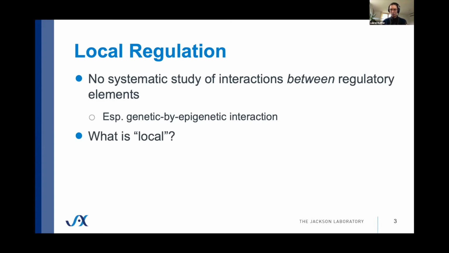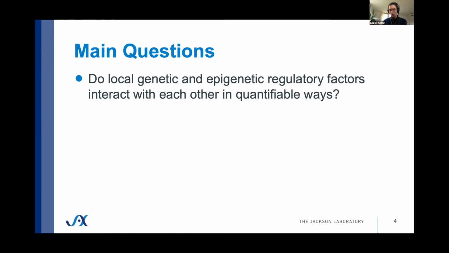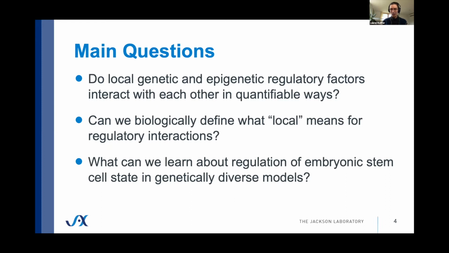Usually this is defined as a region spanning 100 to 500 kilobases flanking the gene on both sides, but there's no hard agreement as to why biologically this happens. We had some basic questions we wanted to answer with this project. Do the various kinds of local regulatory elements interact with each other to any quantifiable degree? And can we meaningfully define what local really means in the context of regulatory interaction? And furthermore, what can this teach us about stem cell state in genetically diverse model systems?